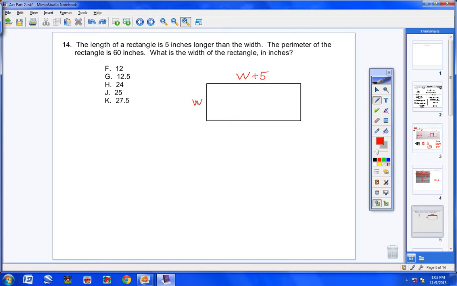So, now I have a question for you, math scholars. You know how a rectangle has opposite sides congruent. So if this is W, what's this side over here? W. If this side is W plus 5, what's this bottom side going to be? W plus 5. And I know if I add all four sides together, I get the perimeter. And what is the perimeter? They gave it to me, 60. So if I take one side, W, plus this side, W plus 5, plus this side, plus this side, that's the perimeter, and the whole thing equals 60.